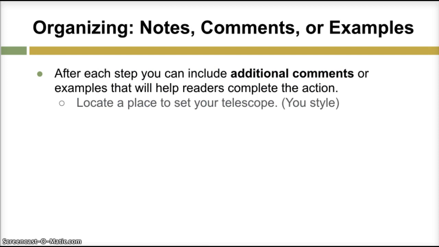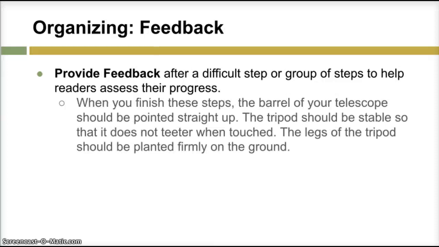After each step, you can include additional comments or examples that might help your readers complete the action. So here you see, locate a place to set your telescope. I'm using that use style there. And you can provide feedback after a difficult step or group of steps to help readers assess their progress. When you finish these steps, the barrel of your telescope should be pointed straight up. The tripod should be stable so that it does not teeter when touched on the ground, and the legs of the tripod should be planted firmly on the ground.